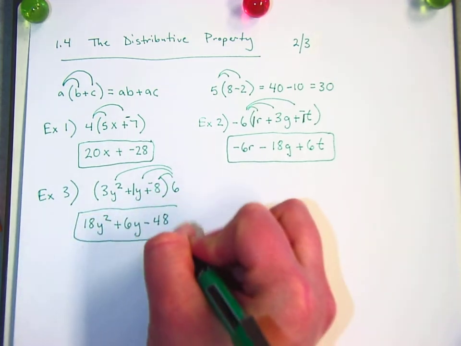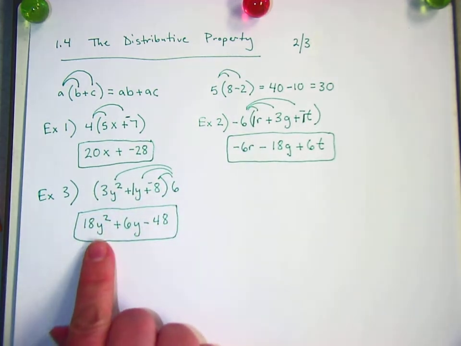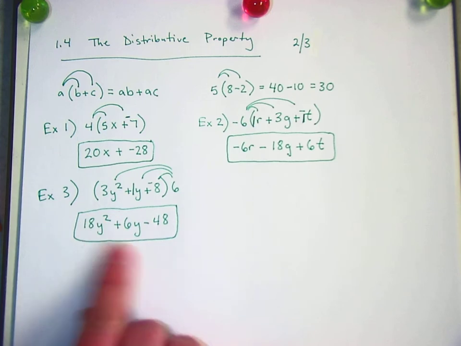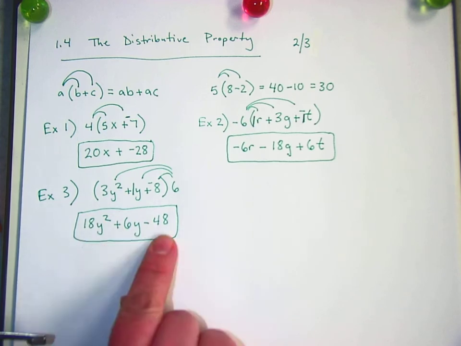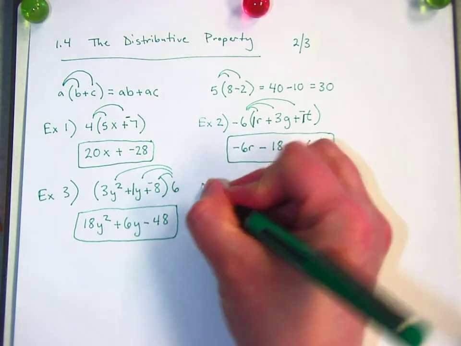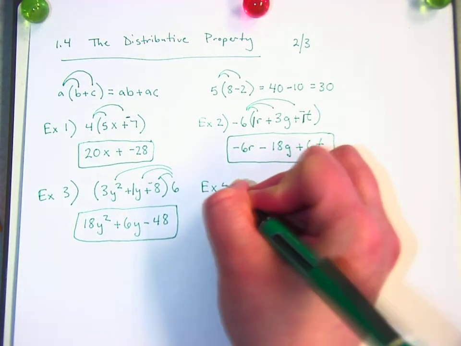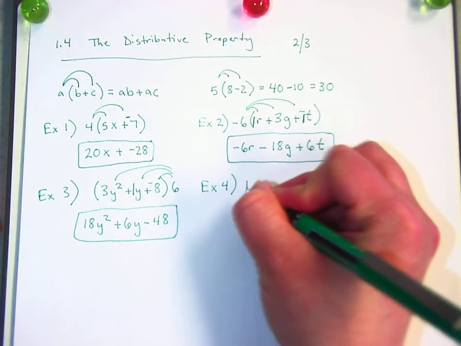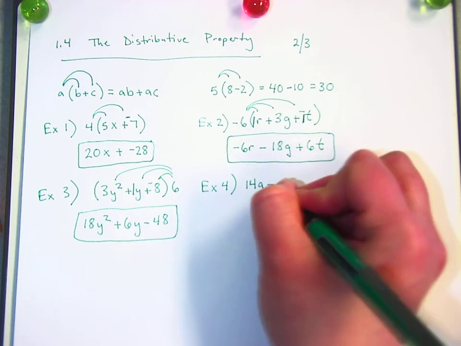I can't put those together, and this is important because this one has a y squared and this one's a y, and those aren't the same thing. That's just a regular number, so they don't go together. And speaking of going together, let's talk about this quick.